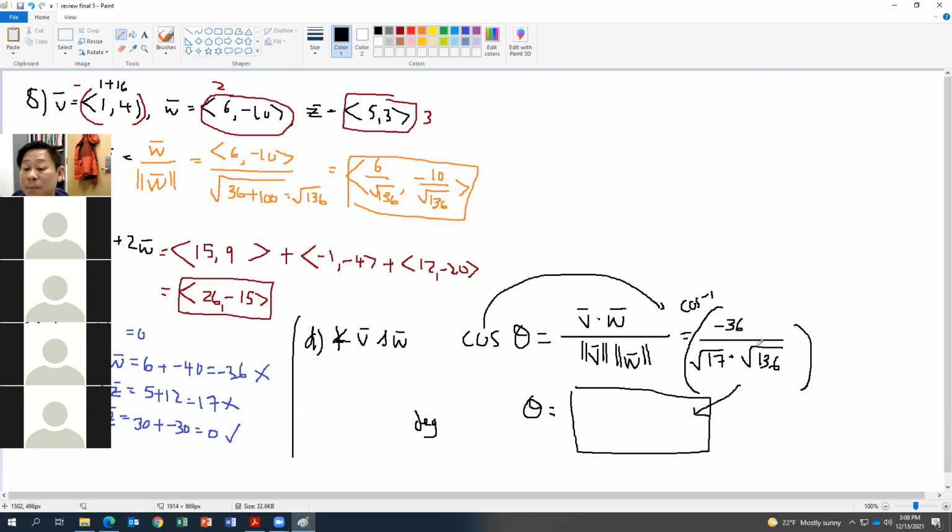So you can actually put these two together to become square root of 17 times 136, because they all have the same index, they're both square root. So you can actually do square root of 17 times 136. Anyone got an answer here?